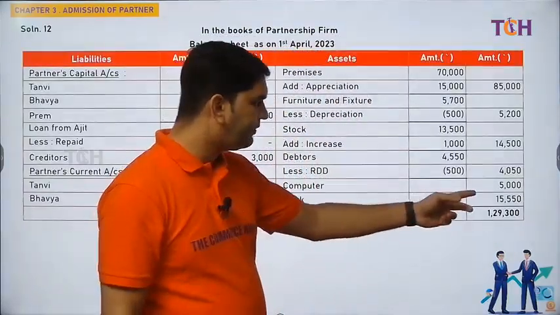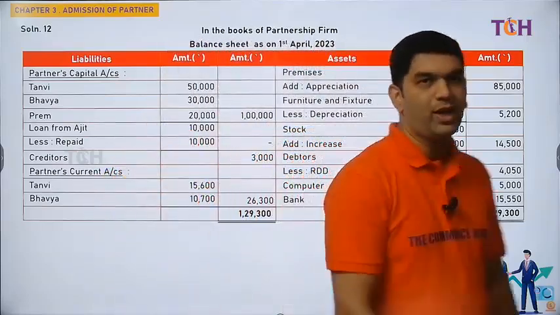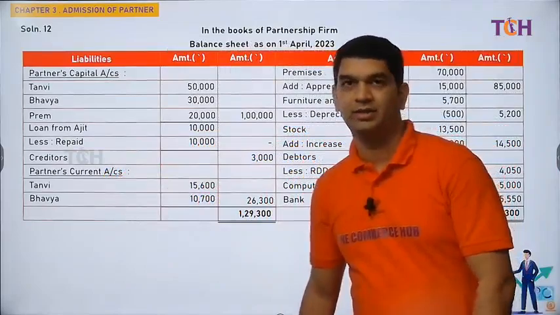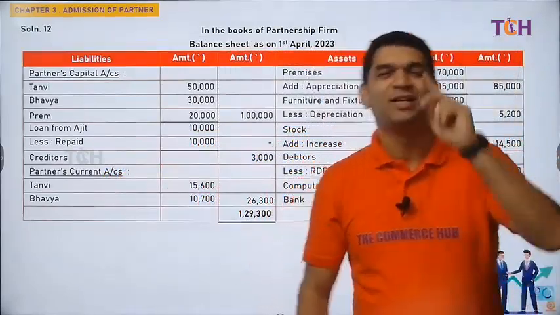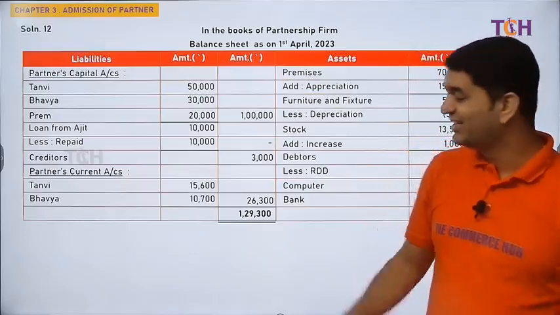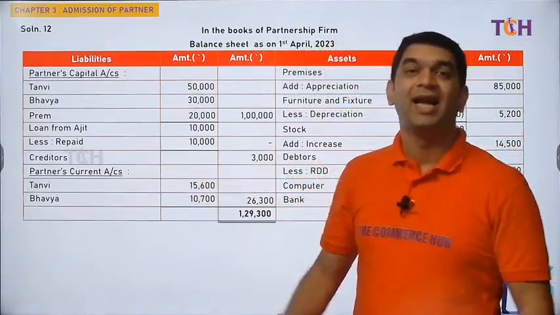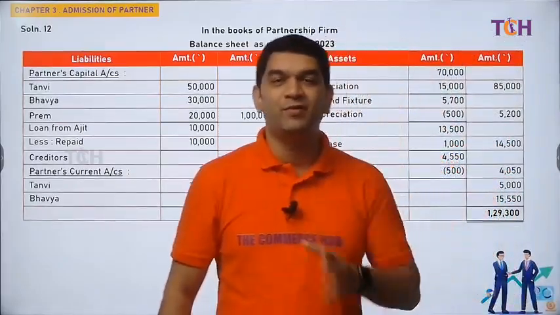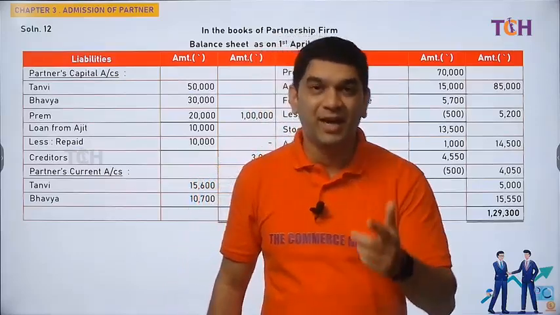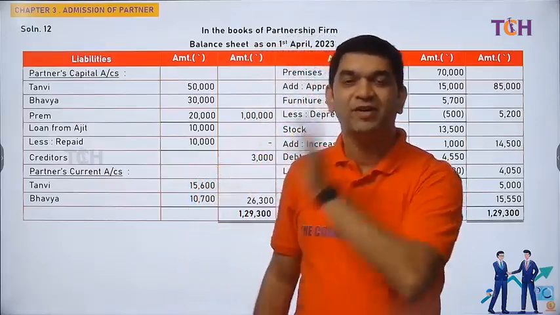This has come on the asset side, 15,550, and then we took the total, which is 129,300. Sir, will it tally or not? If your mind is clear and all concepts are clear, then it will 100% tally, don't worry. So this is what we have for this particular question number 12. And here ends this module, this question as well as this chapter. It will be coming with the next chapter. Till then, keep on practicing whatever you have studied till now.